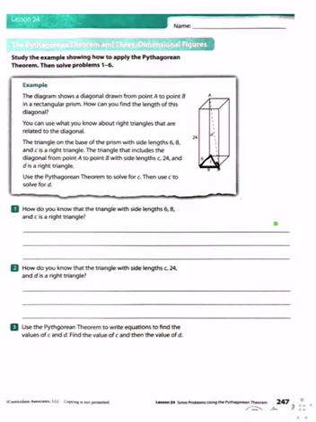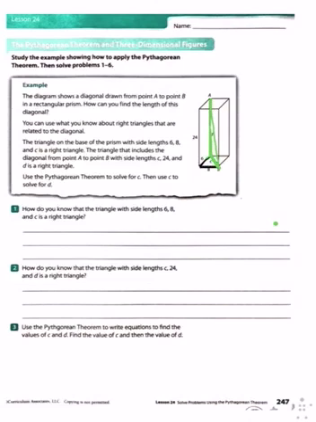Number 2. How do you know that the triangle with side lengths C, 24, and D is a right triangle? So we're looking at this triangle here, C, 24, and D, the big triangle in the middle. When we look at side C, this C line is perpendicular to the corner. A perpendicular line forms a 90-degree angle.